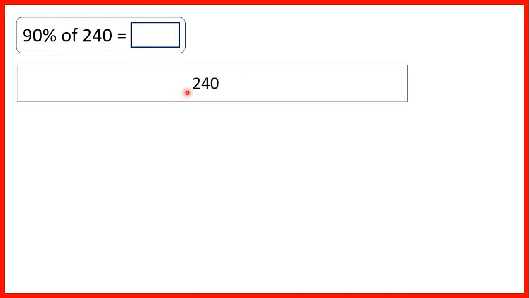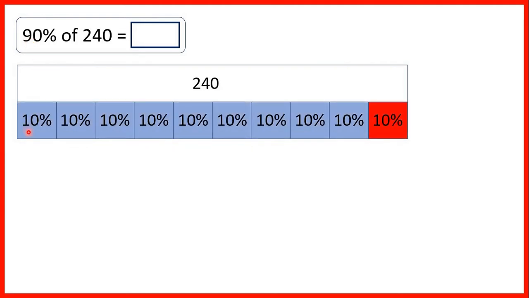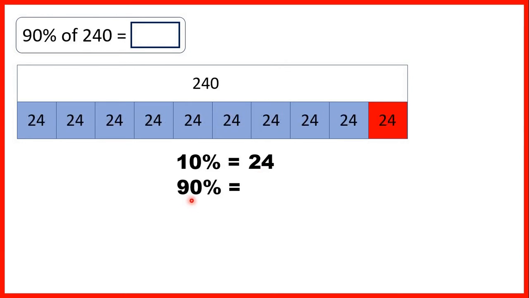Now let's find 90% of 240. We can show 240 as our total quantity, and if we're finding 90%, we can show 10% bars, and 90% means we need to find the quantity of 9 of those bars. Now to find 10%, we divide by 10, and 240 divided by 10 is 24. But we need to find 90%. Now there are different ways that we can do this.